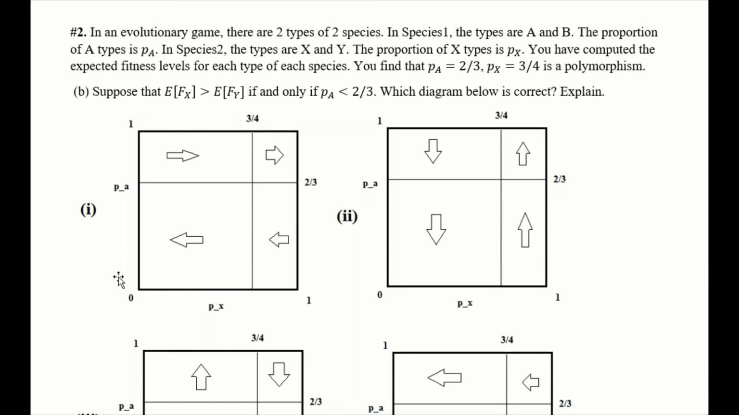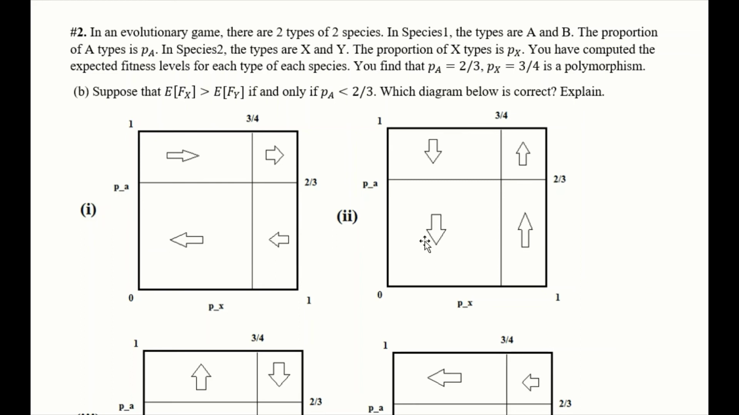PA is on this axis, so here's when PA is high, getting close to 1. Here's where PA is low, getting close to 0. So PA being low is down here. Now we're saying that when PA is low, which we are when we're in this region, then the X types are more fit. That means you'll start seeing more X types. So that means the arrows will be pointing to the right. Well, in this diagram here, the arrows are pointing to the left. That can't be right. So it's not number 1.